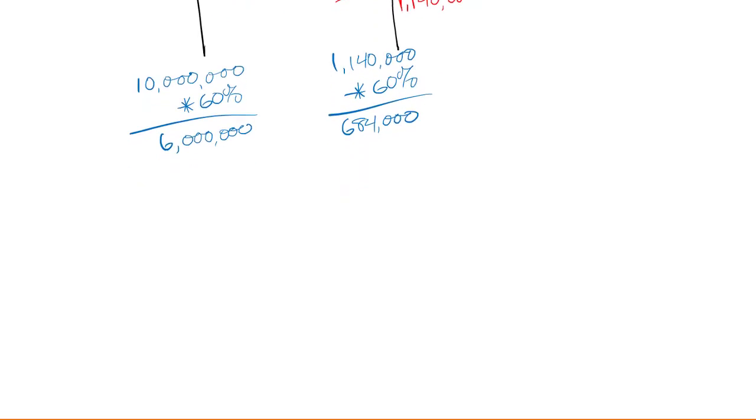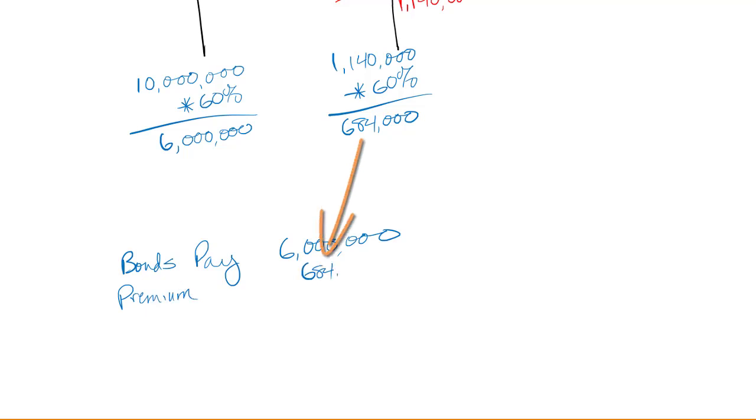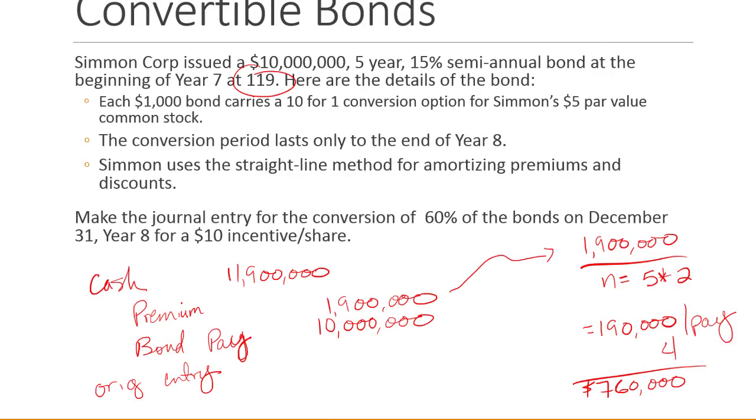So let's see, I'm going to get rid of 60% of the bonds payable. That's a debit of 6 million. I need to get rid of 60% of the remaining premium. That's 684,000. I need to put that into my common stock account. But to figure out what goes into common stock, I need to know, is this a par value company? And we're told that Simon has $5 par value common stock.